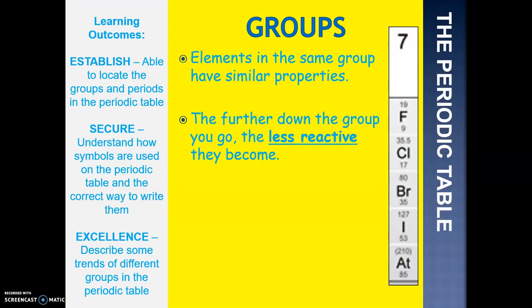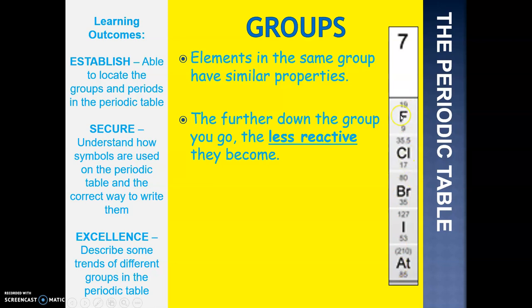Now, a bit of information about group 7. Again, all elements of the same group have similar properties, but the further you go down the group this time, the less reactive they become. So fluorine all the way down to astatine becomes less reactive.